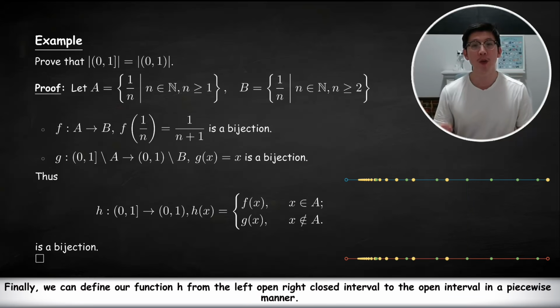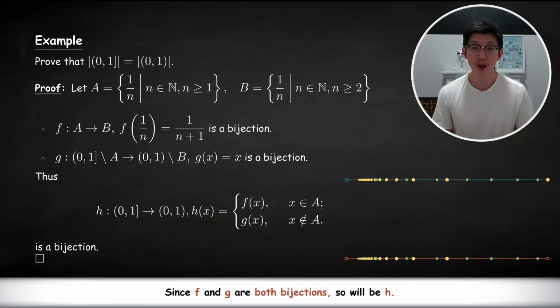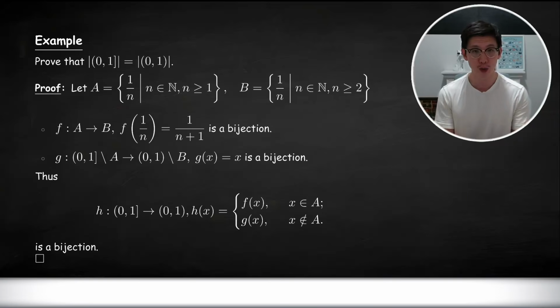Finally, we can define our function h from the left open, right closed interval to the open interval in a piecewise manner. If x is in A, we follow f(x). If x is not in A, we follow g(x). Since f and g are both bijections, so will be h. As a consequence, these two intervals are of the same cardinality as well.